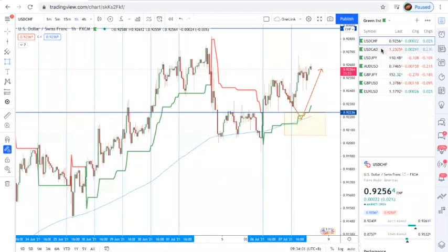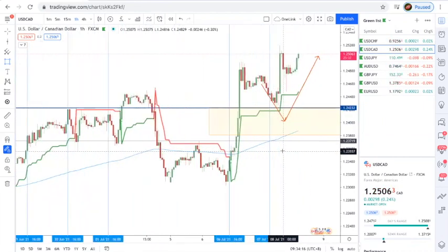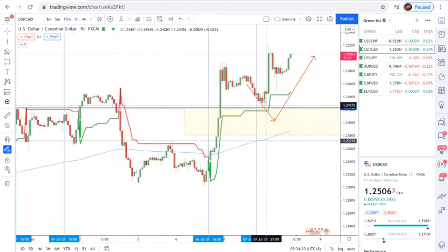Okay, let us go to USD CAD. Exactly the same thing. You saw the USD CAD, the market went exactly to that point. If you see the tip, the tail here went exactly to the upper buy position and rejected again. So you saw the way that the market moved. By looking at the chart, you can see how effective it is.